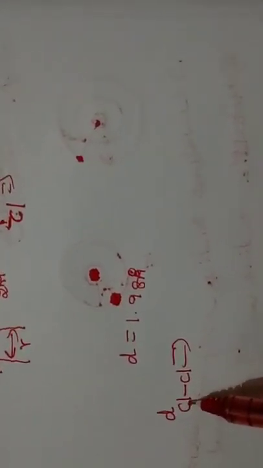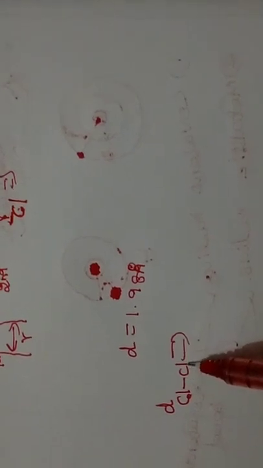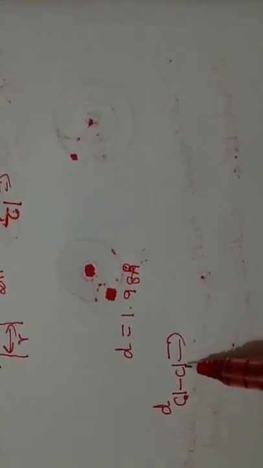So how to find the R value? First you write d, the distance for a chlorine atom bonded with another chlorine atom. What is the meaning of this D Cl single bond Cl? The distance between one chlorine and the other chlorine, where one chlorine is bonding with another chlorine. D Cl single bond Cl is equal to RCl plus RCl. So what is the meaning of this formula?